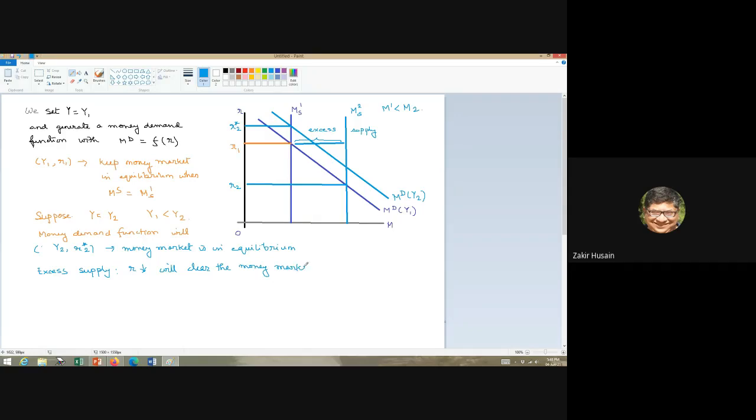Can anyone answer my question? Sir, there is excess demand for bonds. Why? Your money supply has gone up. The people with this excess money at this higher interest will try to invest in bonds. So bond prices will go up.